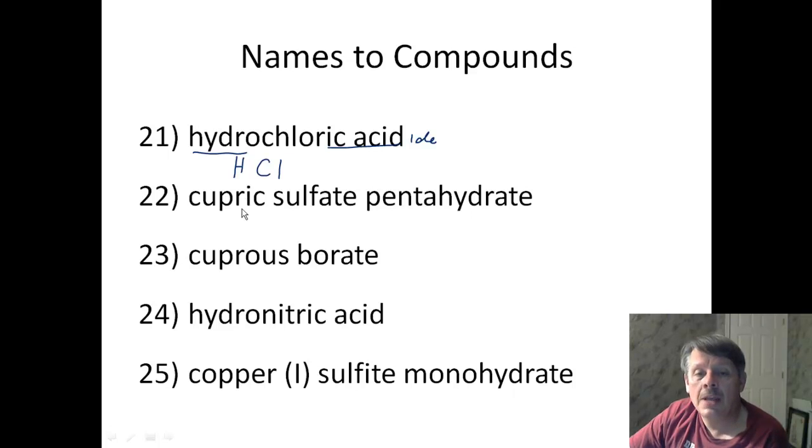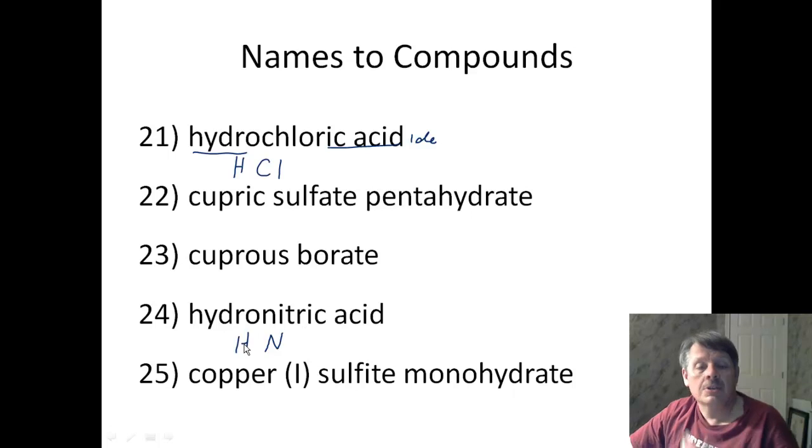While I'm on the acids, let's do number 24. Right? Hydronitric acid, which means, again, I'm looking for nitride. Nitride is on the periodic table. It's N, because it's nitrogen. And the nitrogen takes on a -3 charge, so I need 3 hydrogens to offset that. So hydronitric acid is H3N.